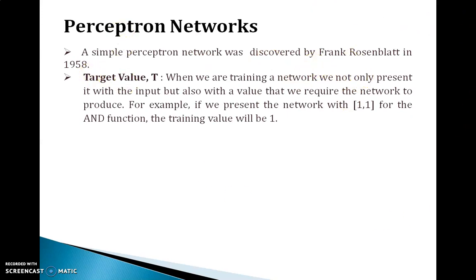Here we have some keywords. First one is the target. When we are training the neural network, we not only present it with the input, but we also give the required output. The required output is the target value. For example, in the AND perceptron neural network, we give the value 1, 1. We expect the target as 1. The output is the output generated from the perceptron neuron.